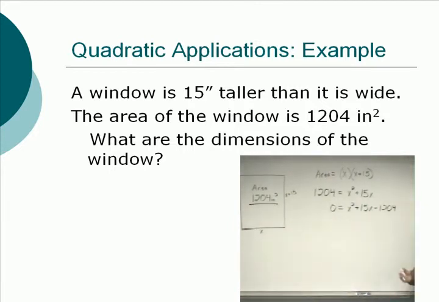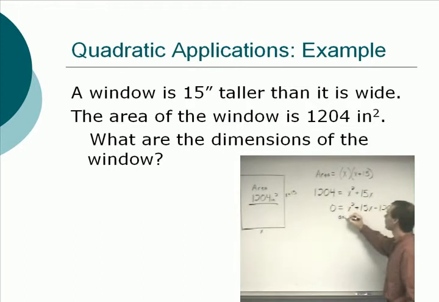Now, take your pick. At this point, you got your choice. You can either factor that, or you can use the quadratic formula. Any recommendations? Ryan wants to factor it. All right, let's factor it. No, we're not going to factor that. Okay, so we know our values of a, b, and c. A equals 1, b equals 15, c equals negative 1,204.